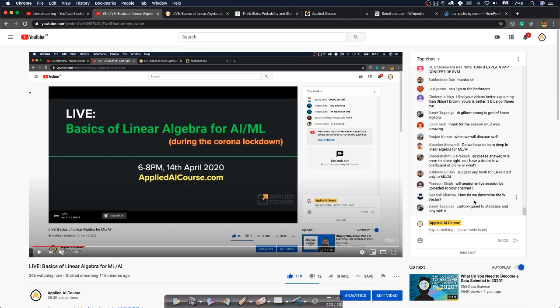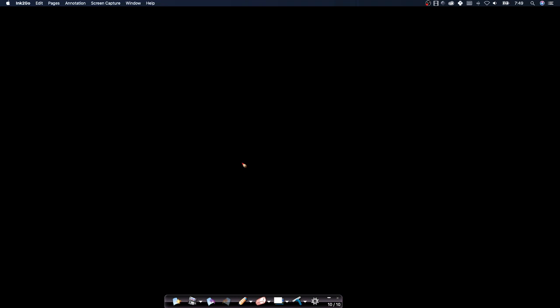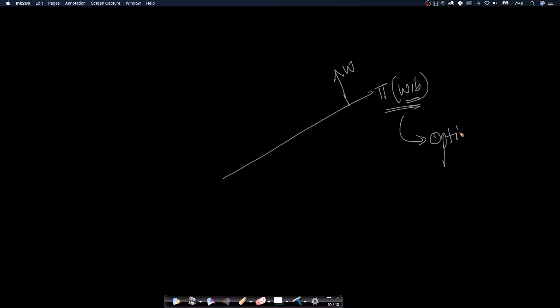How do we determine the W vector? Good point. Let me try to answer that question briefly. In linear regression, logistic regression or SVM, we try to find a hyperplane that separates positive points from negative points. Those of you who understand it can understand it perfectly. A hyperplane basically has two parameters, W and B. This is my W and I have a B corresponding to it. We try to find this hyperplane by solving a mathematical optimization problem.